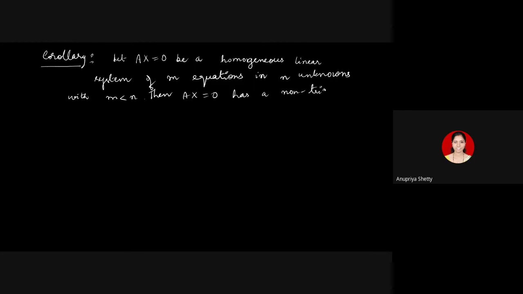What do we mean by non-trivial? Non-trivial is a column where there is at least one non-zero number, one non-zero entry. Zero column is called the trivial solution because that happens to be a solution of Ax equal to 0 every time. That's always a solution. That is the trivial one. This will have a non-trivial solution when m is strictly less than n. It's just a simple observation which follows from the proposition itself. This is the corollary of the previous proposition.